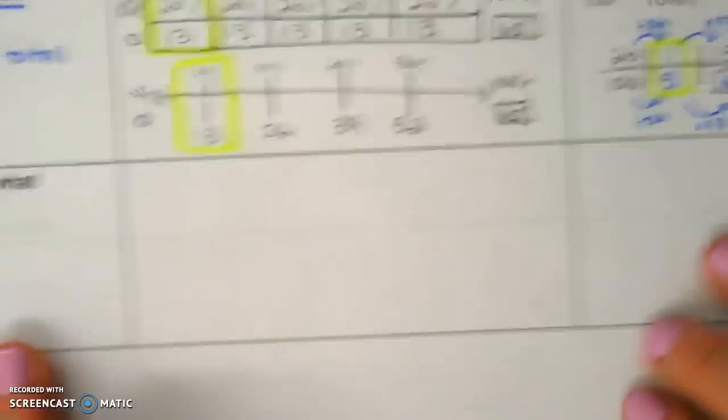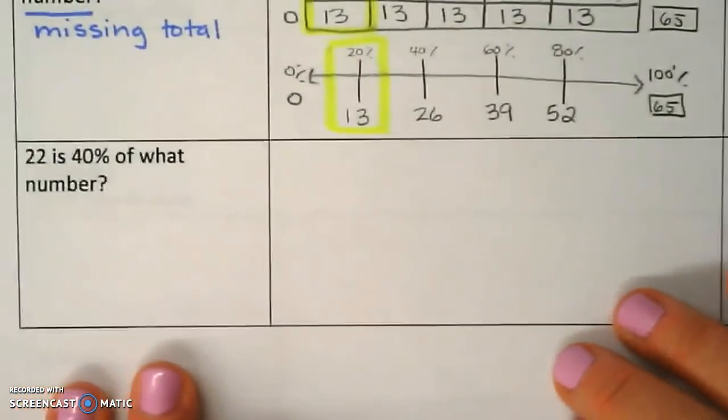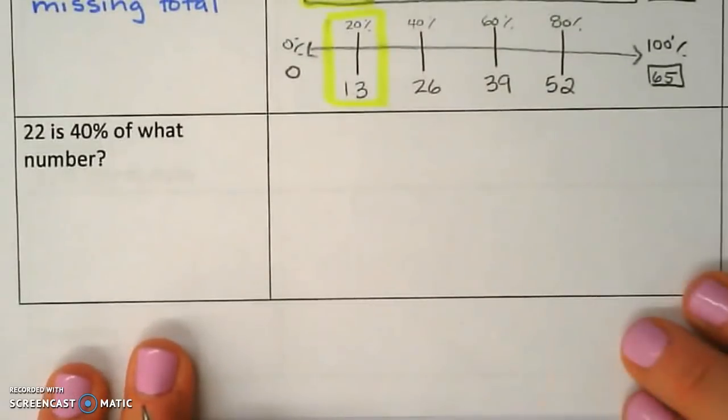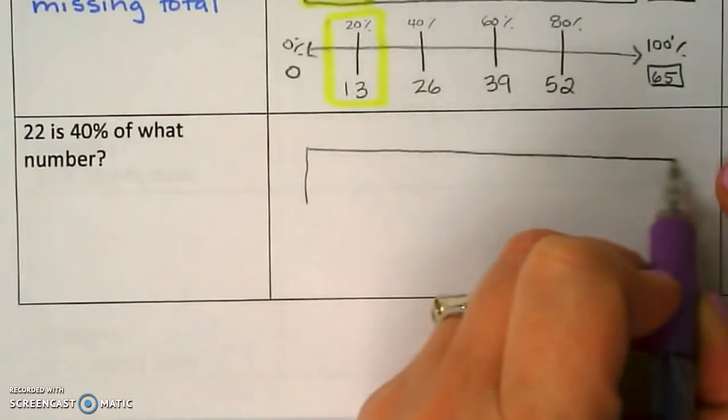Okay, let's take a look together at number 2. Number 2 says 22 is 40% of what number? Okay, well, I'm going to solve this first with the model.